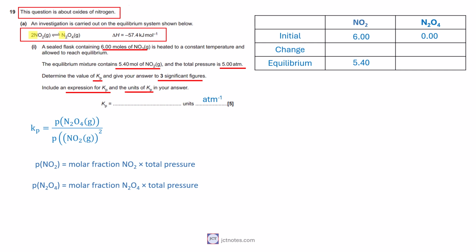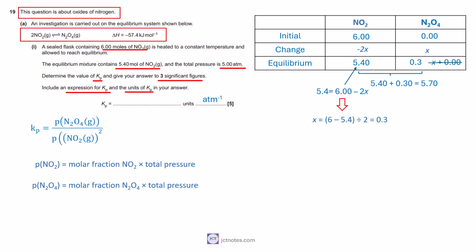Let's call x the number of moles of N2O4 formed, then we have lost 2x moles of NO2, i.e. -2x. In equilibrium, we have the addition of the initial and the change. This means that in the case of the NO2, 5.4 equals 6 minus 2 times x, and in the case of N2O4 it is x plus 0. Solving the equation for the NO2, we get that x equals 0.3. We can complete the table and find that the number of moles in equilibrium of N2O4 is 0.3. The total number of moles in equilibrium is 5.7.